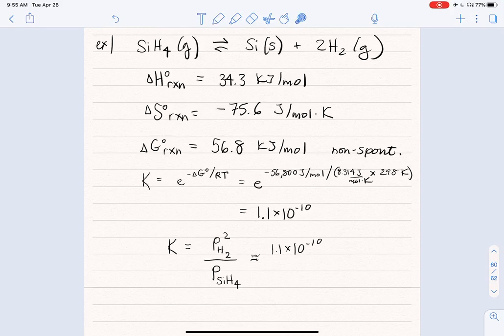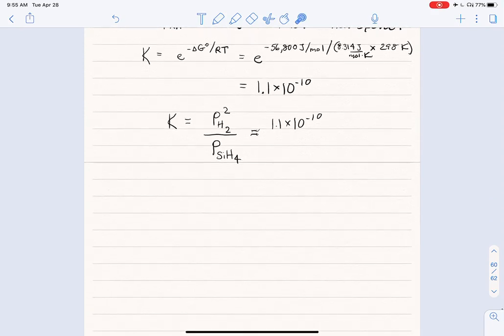So this means that the pressure of SiH4 must be much greater than the pressure of H2, because K is so small. So we must have a much larger denominator. So let's think about this in the context of Q and how we can push this reaction in different directions. Q is equal to the pressure of H2 over the pressure of SiH4 as well, just not at equilibrium.